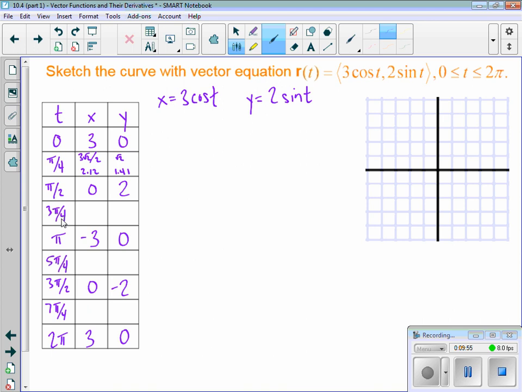3 pi over 4, it's almost the same thing except for this one's what? Negative, so we get negative 3 square root of 2 over 2. I'll just write the decimal for plotting purposes here. And this one is positive, right? 5 pi over 4, they're both negative.